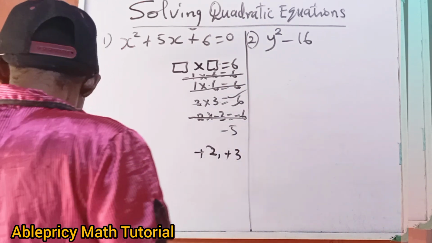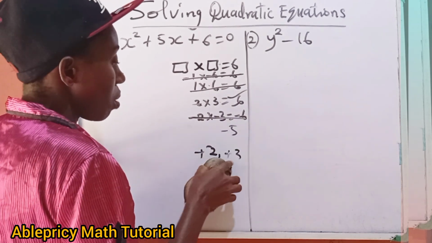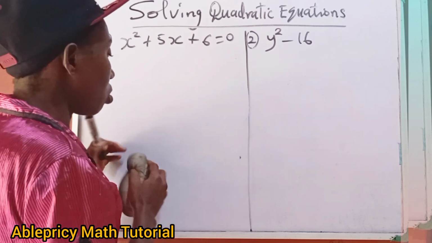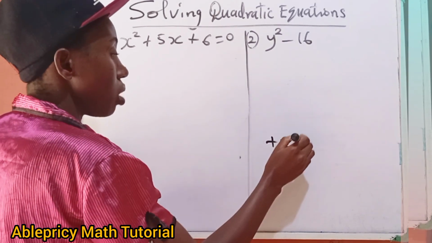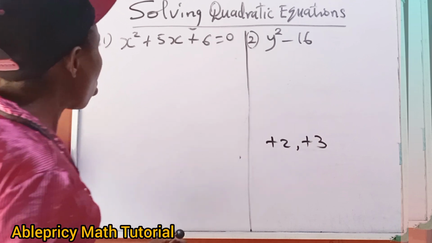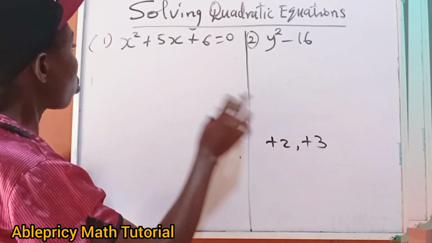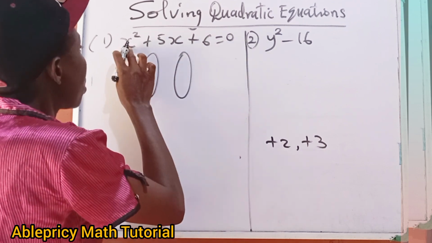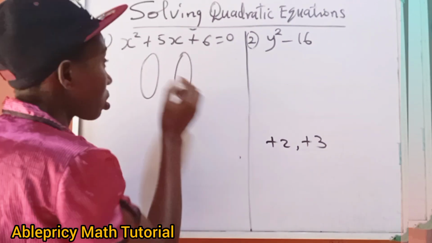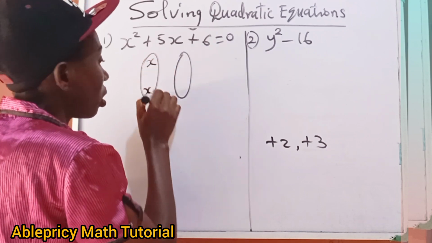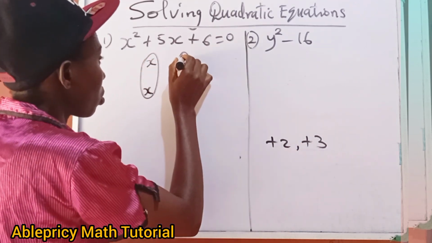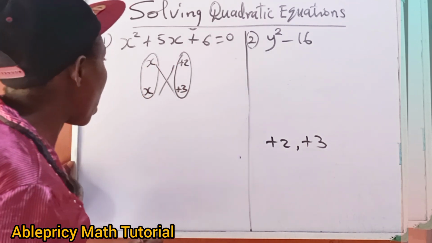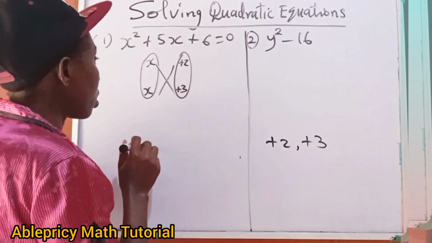Both positive. Now let's clean up, remembering that we are using positive 2 and positive 3. Having gotten the factors, what we do is to just build our brackets. Break this x squared, because square root of x squared is x, so we put one x here and one x here. Then the numbers we got, we put plus 2 here and plus 3 there. And crossbreed, not cross multiply. This is pointing at this and this is pointing at this.